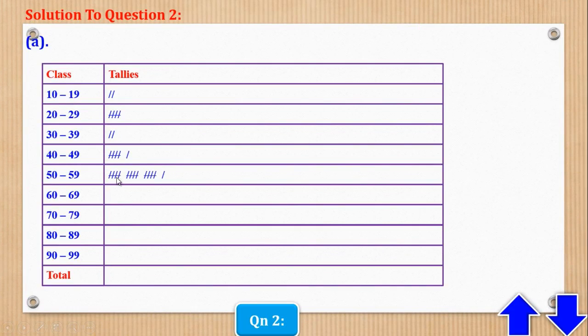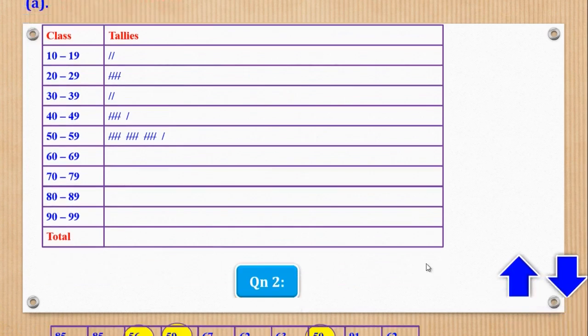Remember, each bundle is 5. So 5, 5, 5. 5 plus 5 is 10. 10 plus 5 is 15. Then one to make another one to make it 16. Now we shall go to 60 to 69.